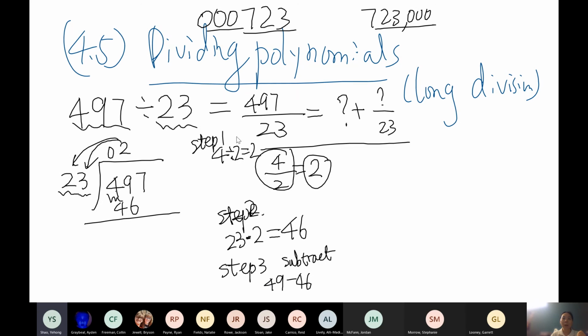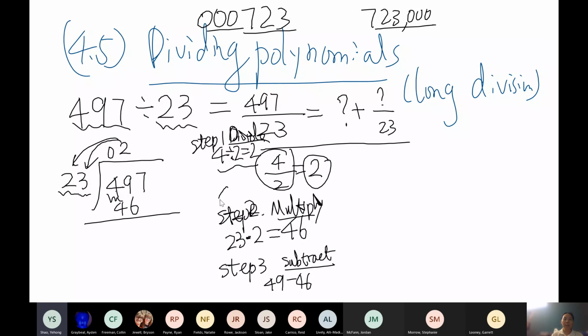So you can see step 1, we did a division, divide. Step 2, we did a multiplication, multiply. And step 3, we did a subtraction. So in long division, a lot of operations are involved. That's why long division is sort of difficult to do, because you have to remember all these 3 steps. First, you got to do division to figure out a quotient. Some students may not need to do division. Say, I can see 23 goes into 49 2 times. But if you have trouble, you do division.